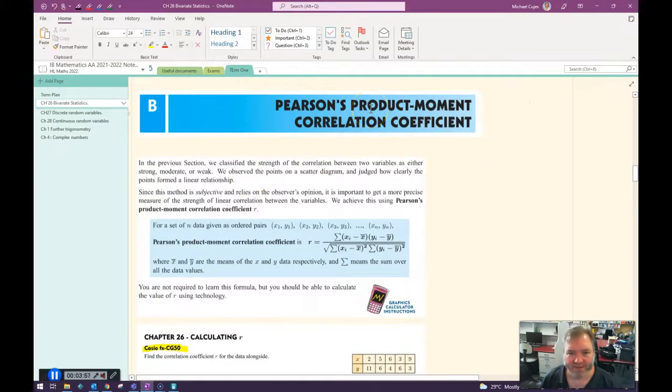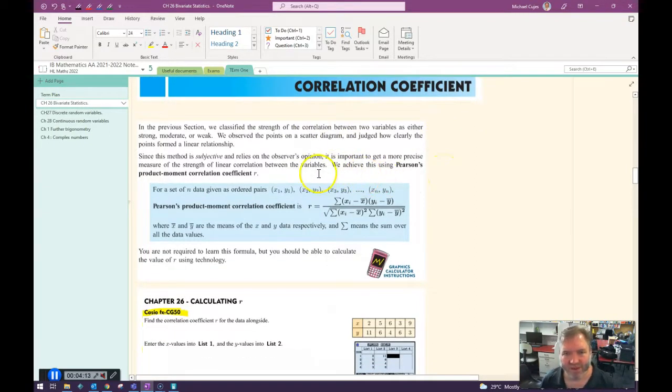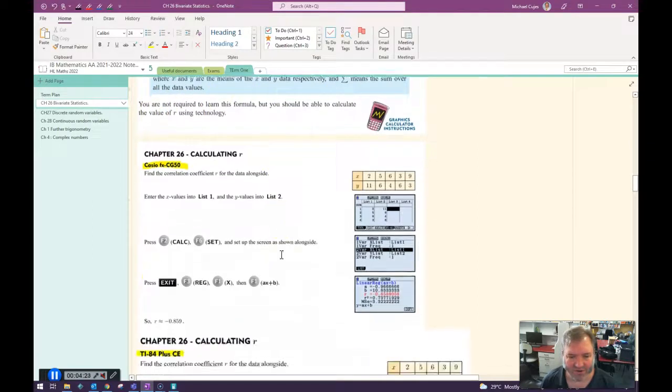Second section, Pearson's product moment correlation coefficient. The R value. That's all it is. The correlation coefficient, the R value, when we're dealing with linear correlations. We've seen the coefficient of determination, R squared, which you would have used probably back in year 10 maybe when you were doing some PSMT work. But the R value telling us how closely things are related. There's the rule for it. You are not required to learn the rule. You just need to know how to use your calculator.